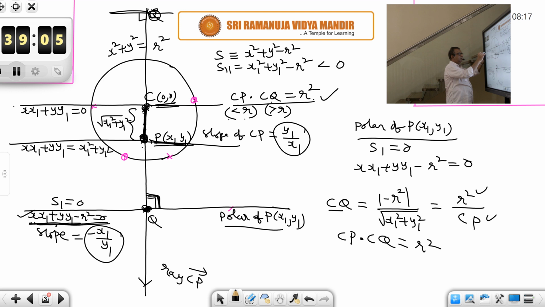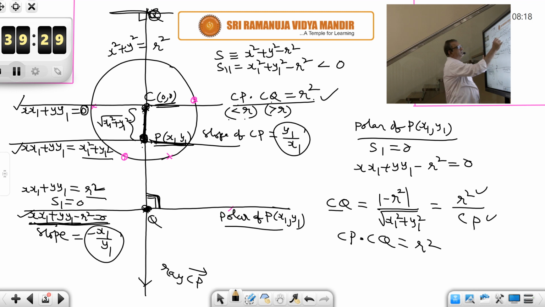So these are three parallel lines. See, what is the constant here? 0. What is the constant? x1 square plus y1 square. What is the constant here? If you write this line as x x1 plus y y1 is equal to r square, constants are taken to the right side in all the cases. So here the constant is r square. Are they not in increasing order?